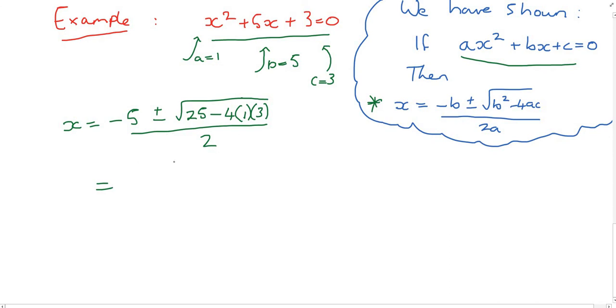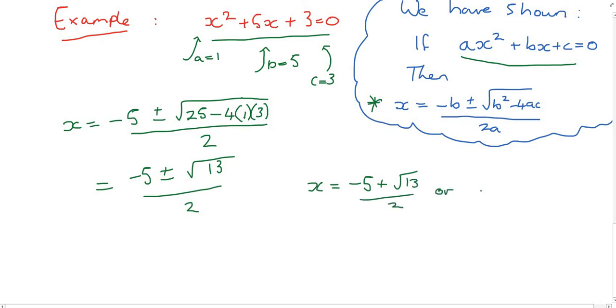We can clean up the square root bit a little bit, so it's minus 5 plus or minus. Well, 25 take away 4 times 1 times 3. This is 25 take away 12, so that's 13. So that's our answer. This gives us that x equals minus 5 plus root 13 divided by 2, or x equals minus 5 minus root 13 over 2.